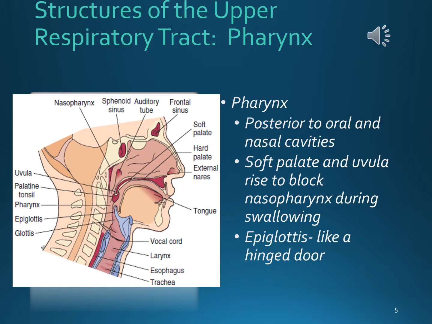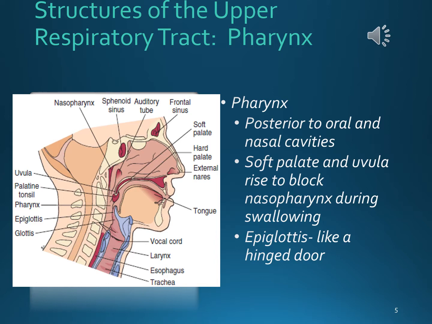Your pharynx is posterior to the oral and nasal cavities. The upper portion of it is called the oropharynx, which is closer to the mouth, and the other portion of it is called the nasopharynx, which is closer to the nose. You also have your soft palate there, which you'll recall from assessment class that you look at when you look up to the top of the mouth, and then there's your uvula way in the back, which will rise to block the nasopharynx during swallowing.